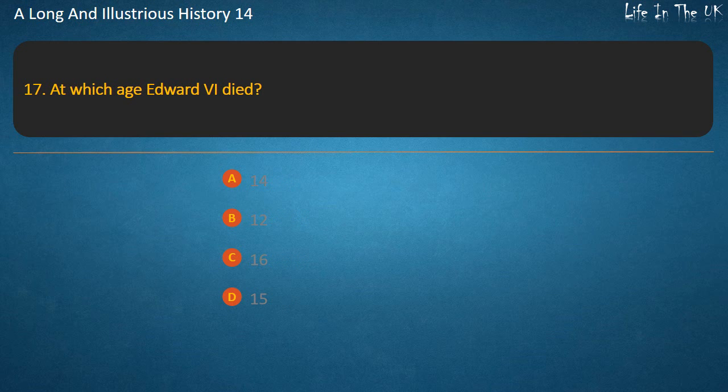Question 17. At which age did Edward VI die? 14. 12. 16. 15. Answer. 15.